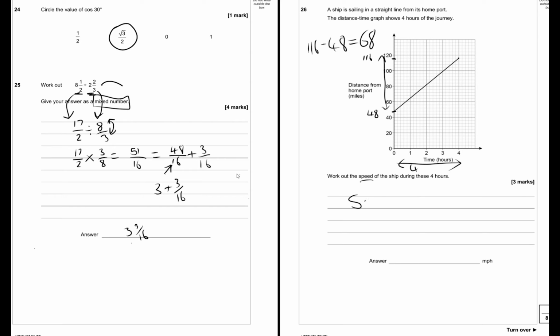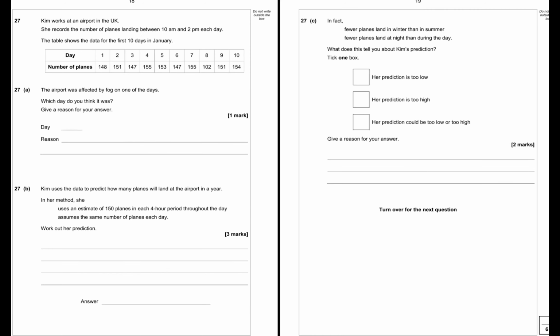We know speed equals distance over time, so we're going to put in our distance and our time, which we know. We know his distance is 68, and we know he's been travelling for 4 hours. 68 over 4 equals 17. So the answer is 17 miles per hour.